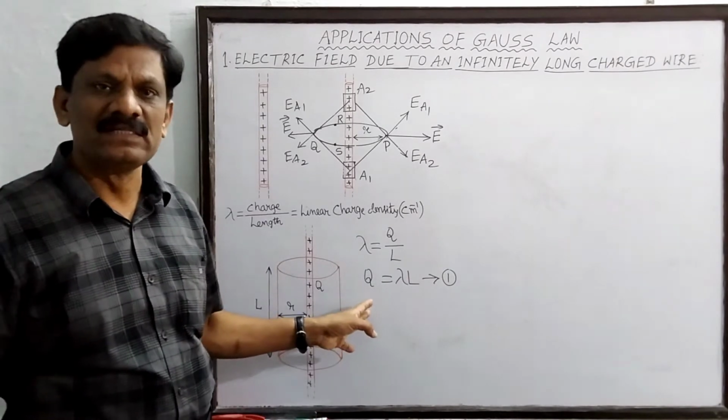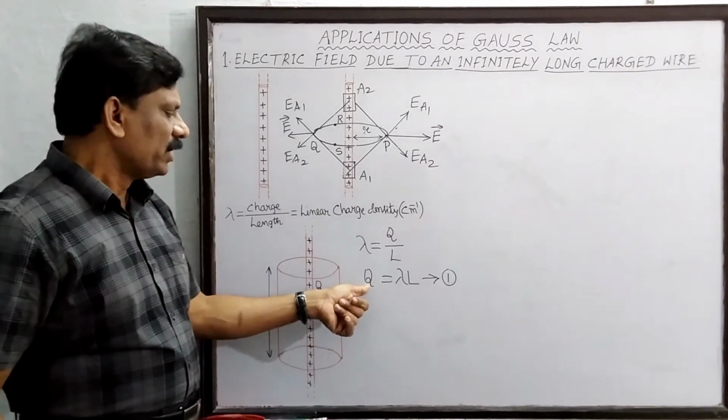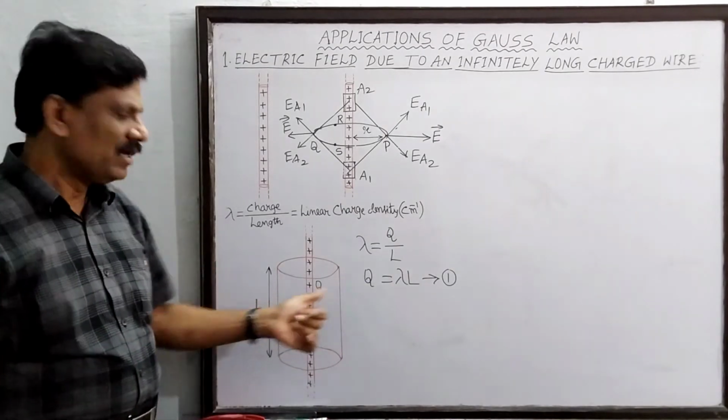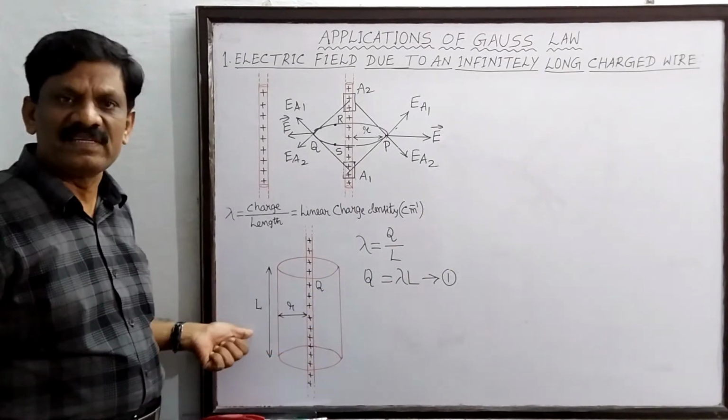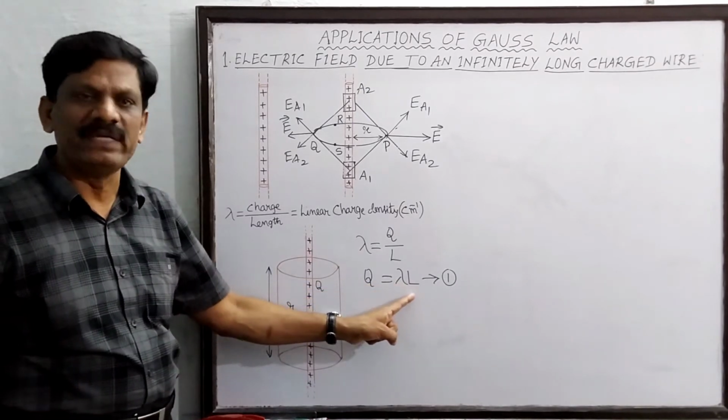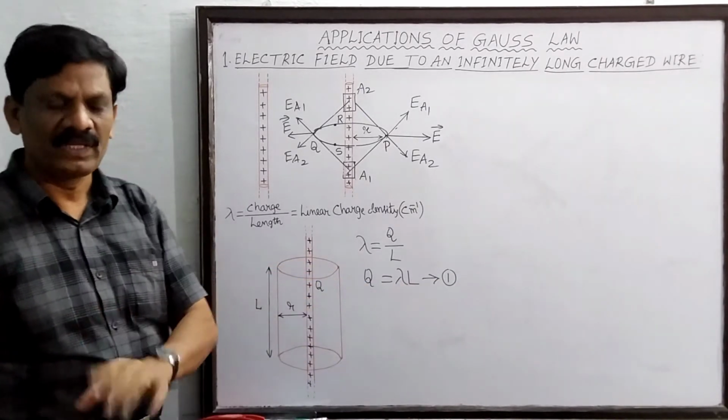Okay, students, have you understood? Q is the charge enclosed by the cylindrical Gaussian surface which we have taken, and it is found to be the product of lambda into L. This is equation 1.